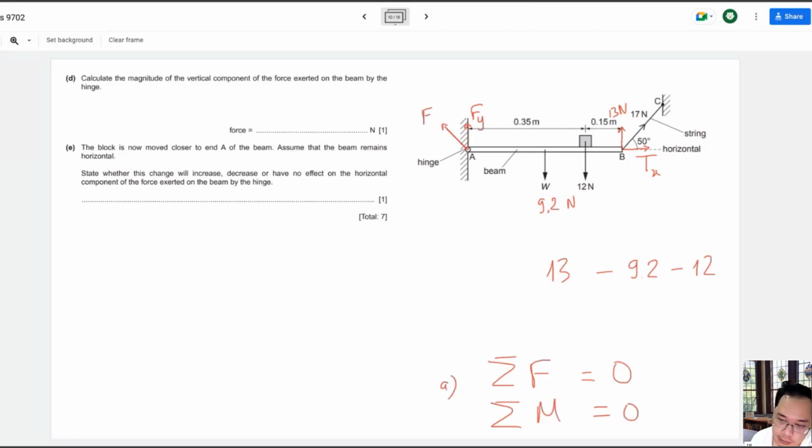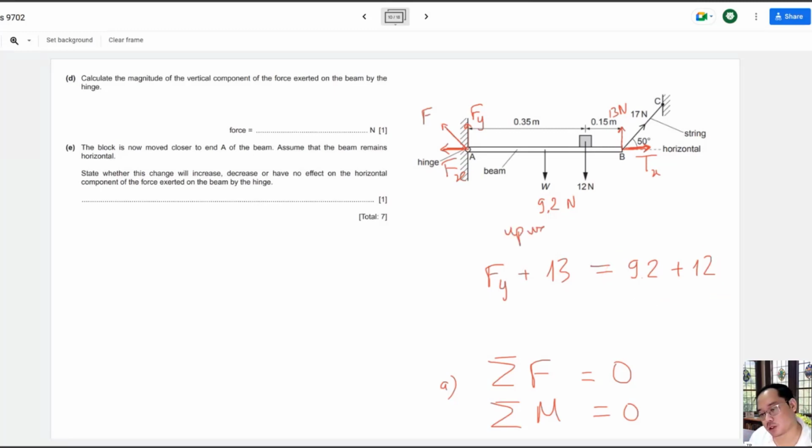The condition for the equilibrium. And therefore, the force 17 Newton here has a horizontal component going to the right. And therefore, the force of the hinge here must have another component going to the left to cancel out this horizontal component Tx. Okay? And Fy here, the vertical component, must be so that the Fy plus 13, meaning the upward force, equal to the sum of the two downward force.